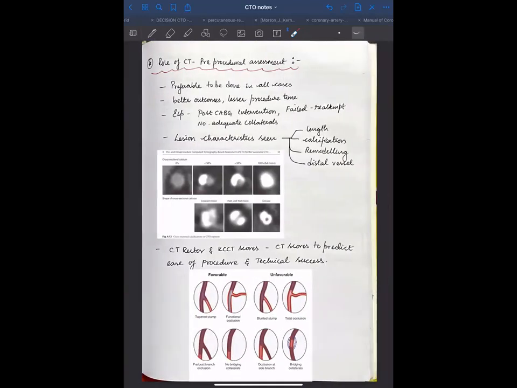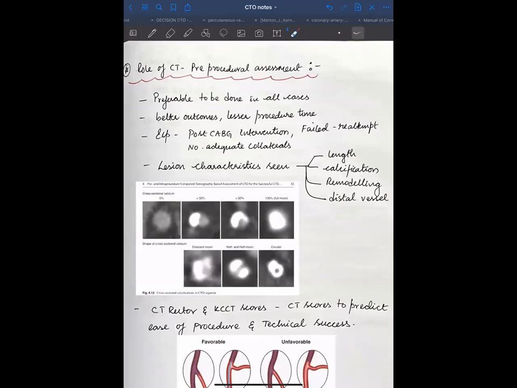So what is the role of CT? The role of CT is basically, like I mentioned, it is preferable to be done usually in all cases, ideally, but in a resource constraint setting, it might be difficult. Better outcomes and lesser procedure time have been found with CT. And especially in post-CABG interventions and a failed reattempt, and when there are no adequate collaterals, it would be mandatory to do a CT scan before performing a procedure after the CAG. So what do we look at? We look at the lesion length, we look at calcification and remodeling, and the quality and also the caliber of the distal vessel is also seen.